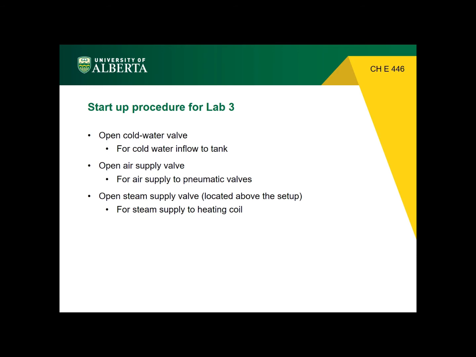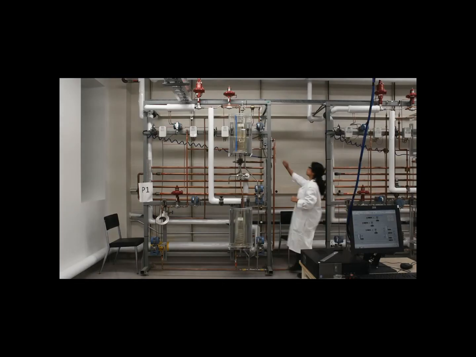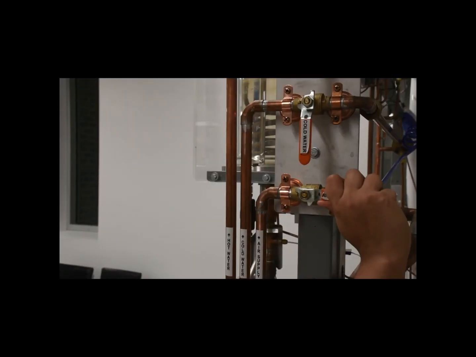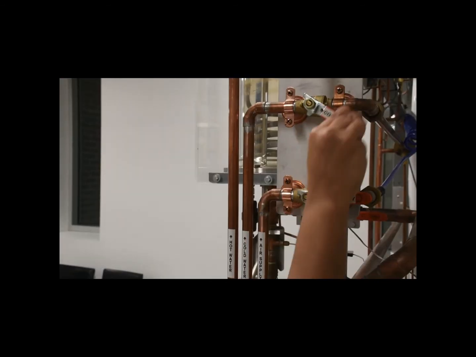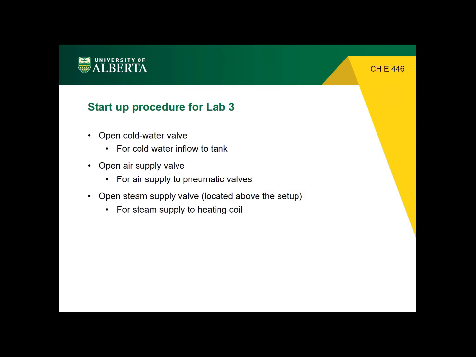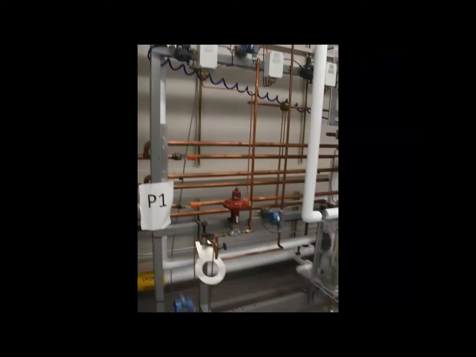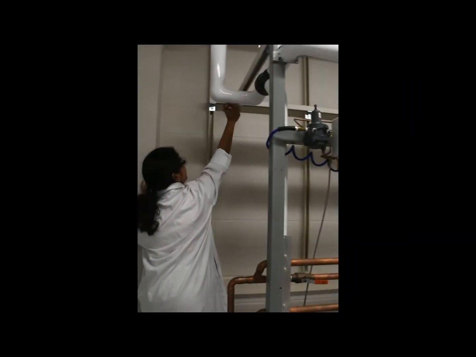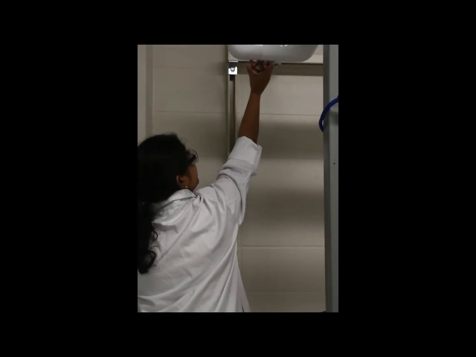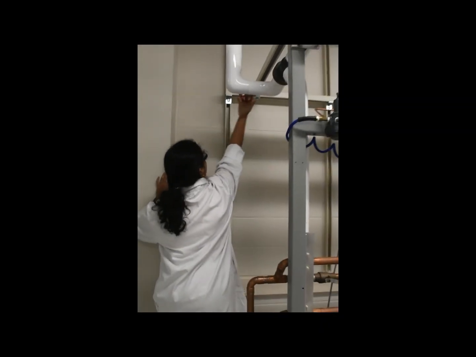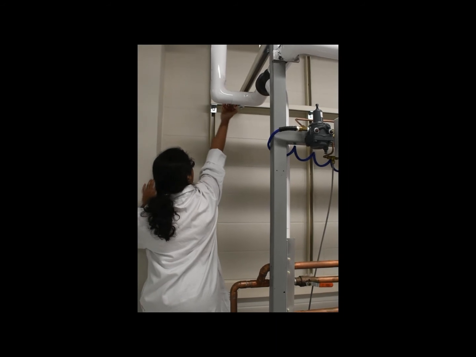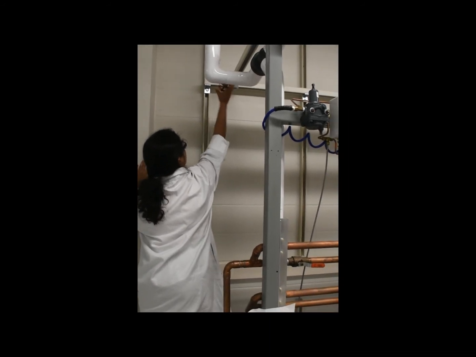We are using pneumatic valves to control the fluids. So we are turning on the cold water supply and the air supply. And in this experiment, we are using steam also. So the steam valve is on the top of the station, so we open it. All the other controls can be done from the Delta V computer system.